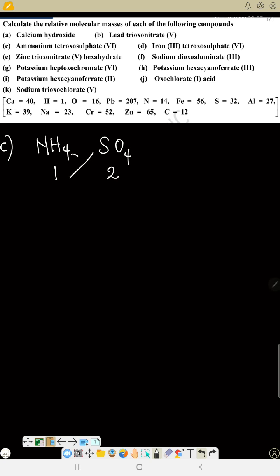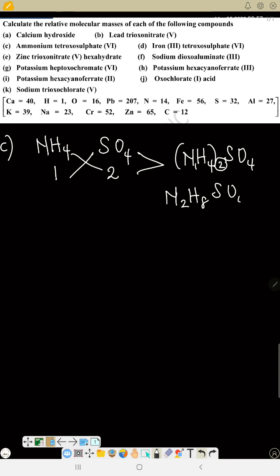So now if you do your crisscross, this will be (NH4)2SO4. So this is ammonium tetraoxosulfate 6. Now the 2 will affect everything inside, so this will be N2H8SO4. So you can continue.